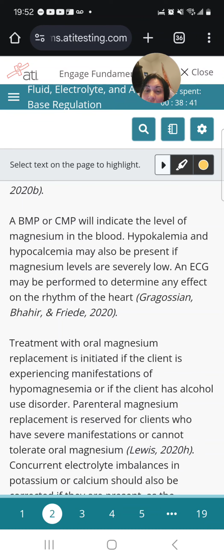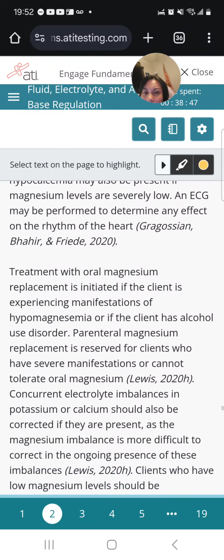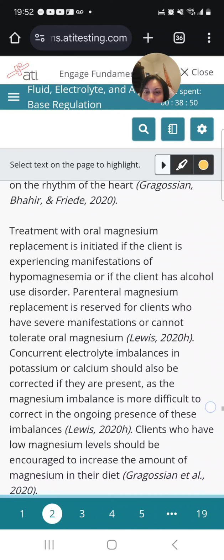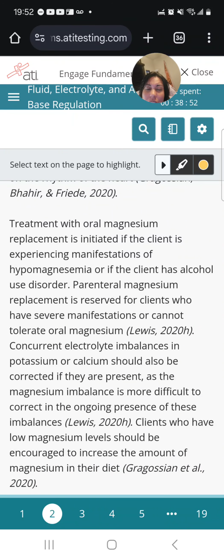Hypokalemia and hypocalcemia may also be present if magnesium levels are severely low. Parenteral magnesium replacement is reserved for clients who have severe manifestations or cannot tolerate oral magnesium.